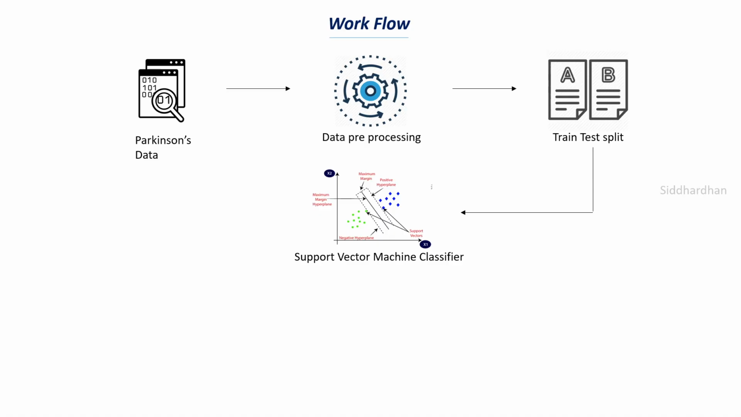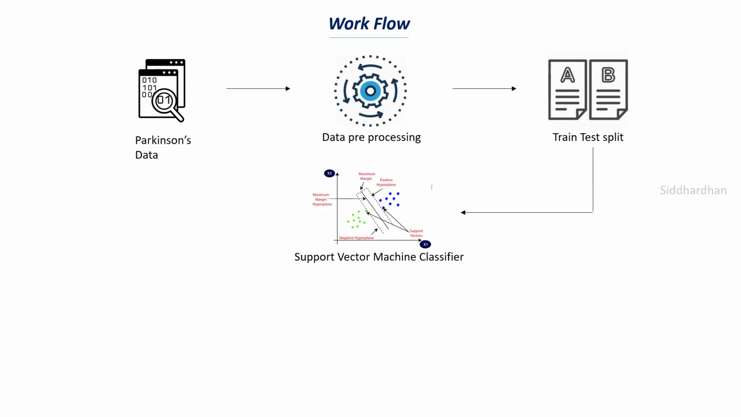For this project we are going to use a support vector machine classifier. When we implement this model, I will explain in detail how the support vector machine works. Once we train this model with the training data, we will evaluate it using the test data to find its performance. This is the reason we split the data: the training data is used for training the model, and the test data is used for evaluating it.